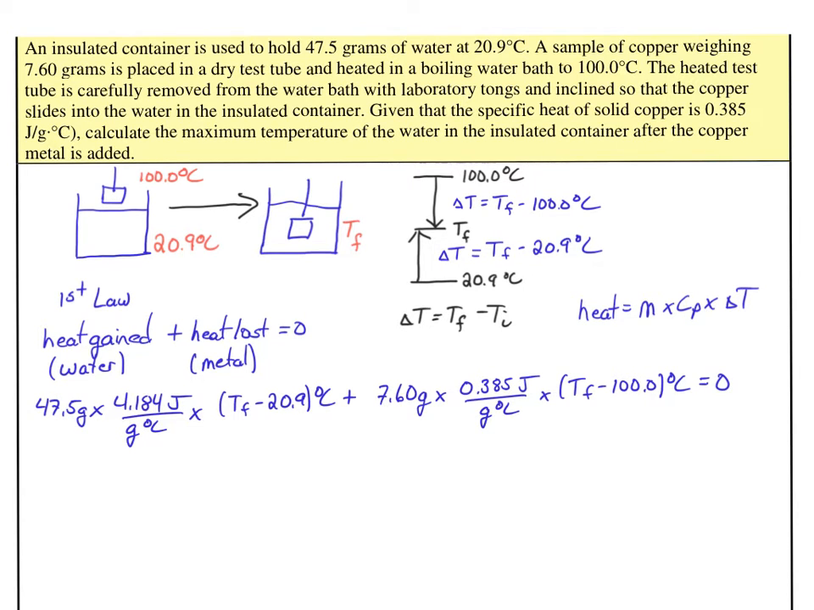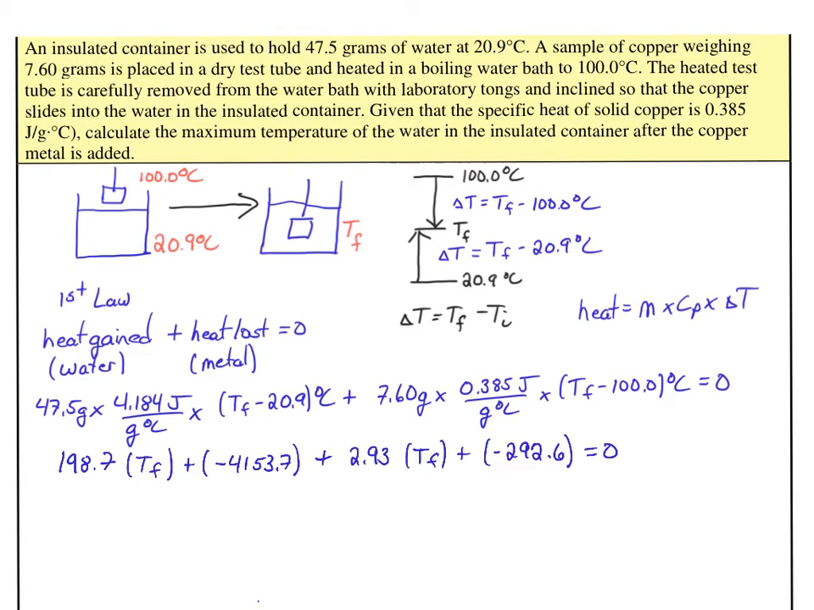47.5 times 4.184 times TF minus 47.5 times 4.184 times minus 20.9. And we do a similar thing on the other side. Here we've multiplied these out. The next step in solving for TF is to collect like terms. So we're going to add 198.7 times TF to 2.93 times TF, and we're going to add the two negative values here together as well.